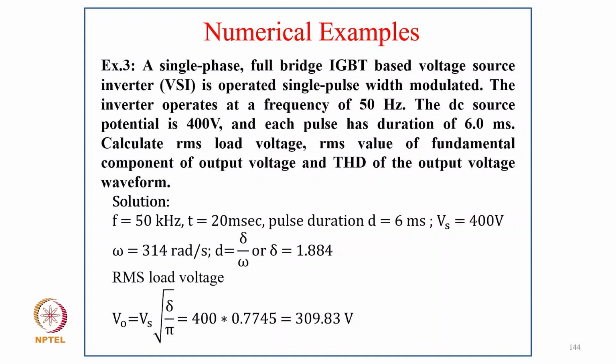Now coming to example 3: a single phase full bridge IGBT based voltage source inverter is operated with single pulse width modulation, and the inverter operates at a frequency of 50 Hz. The DC source potential is 400 volt, and each pulse has a duration of 6 millisecond. Calculate the RMS load voltage, the RMS value of the fundamental component of output voltage, and the THD of the output voltage.